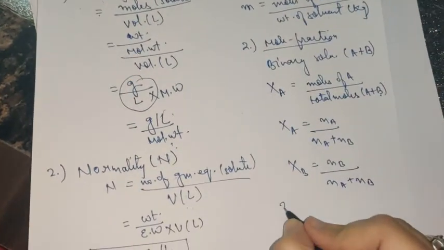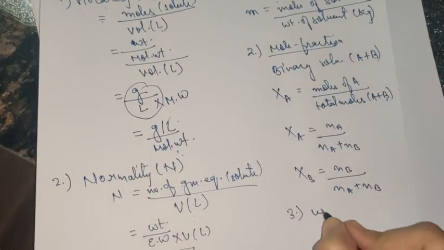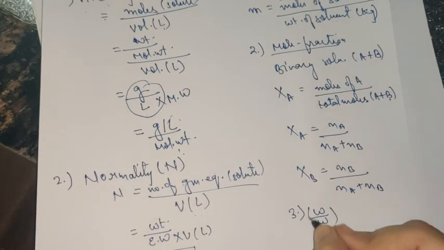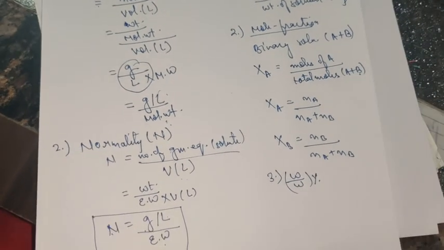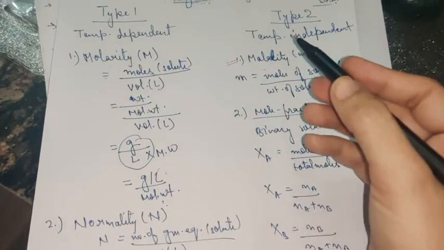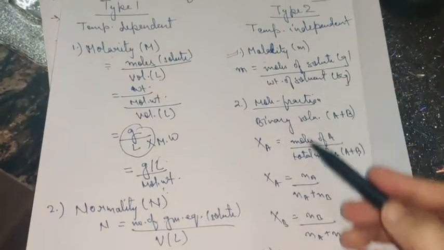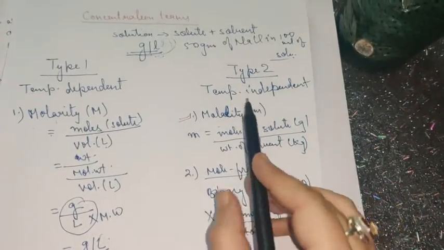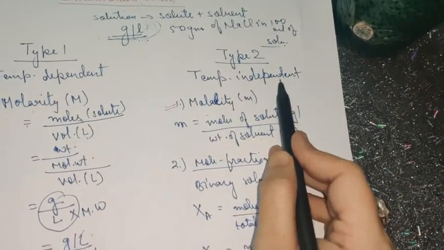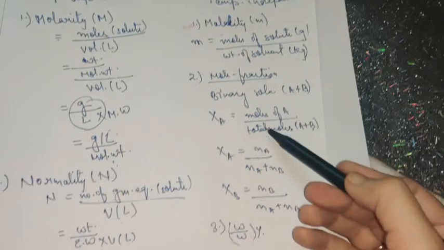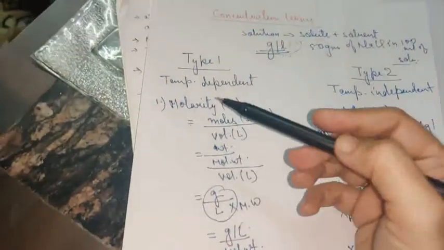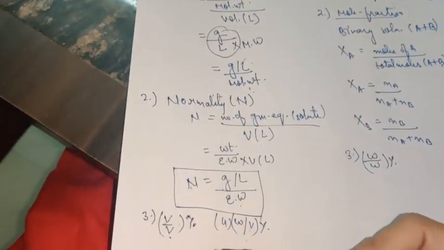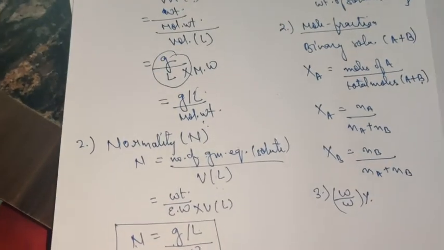One more I'll include here. The third is weight by weight percent. In these you cannot find volume anywhere. That is why they are temperature independent concentration terms. They will not depend upon the temperature because they do not include volume anywhere, whereas in these concentration terms you can see that volume is involved.